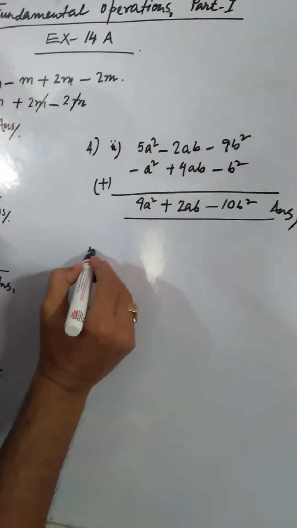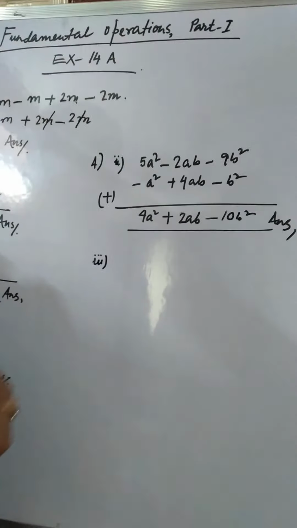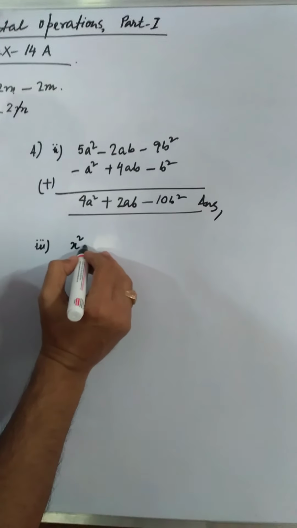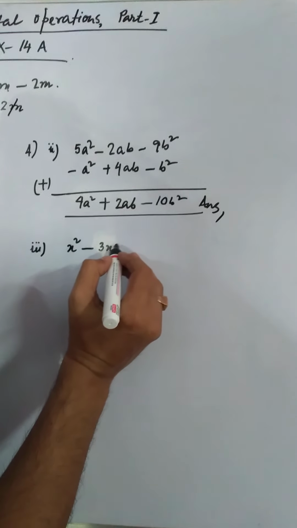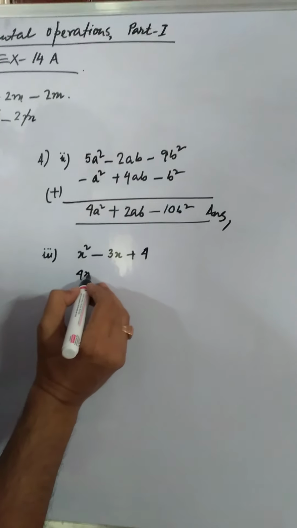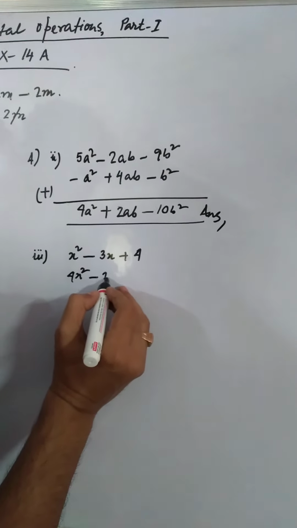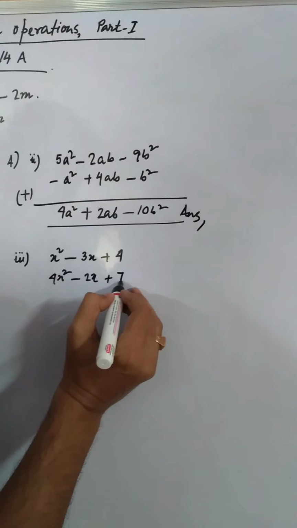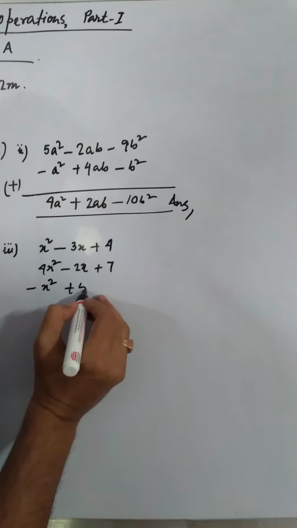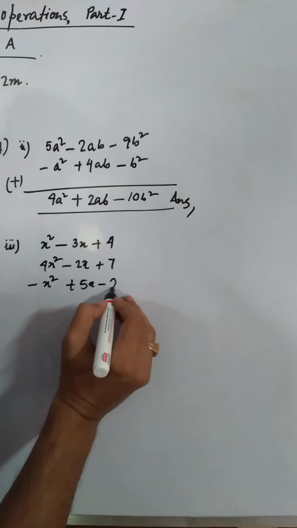Consider 4 Roman 3. x square minus 3x plus 4, 4x square minus 2x plus 7, minus x square plus 5x minus 2.